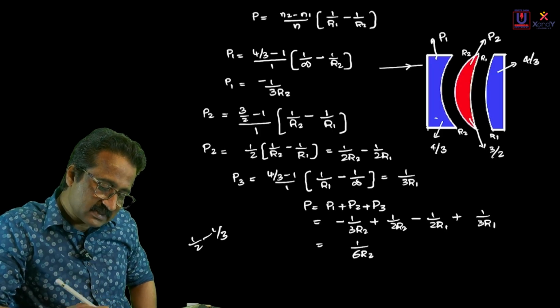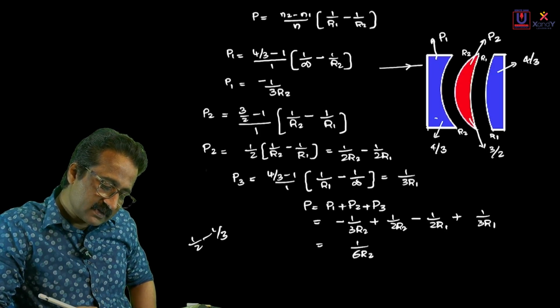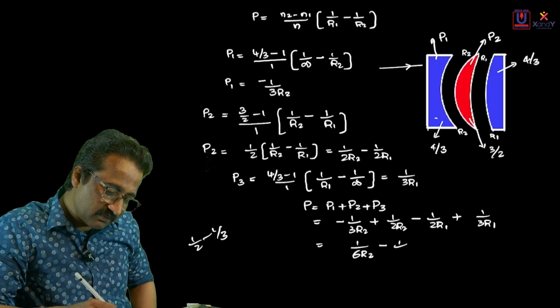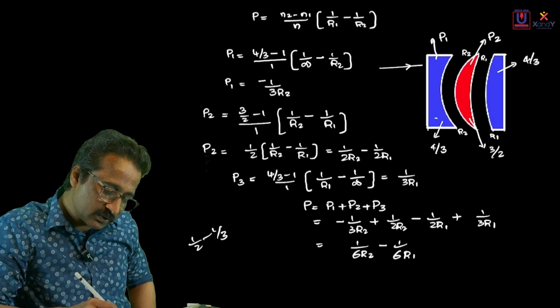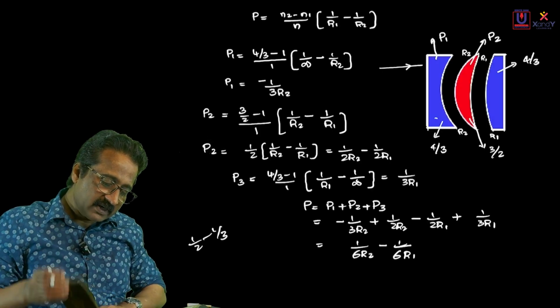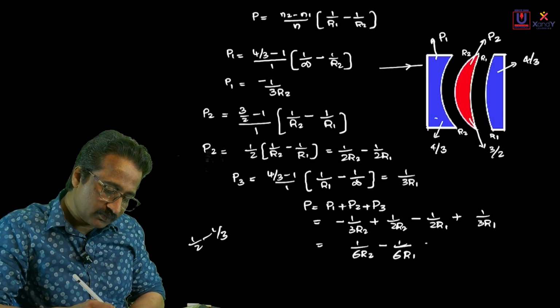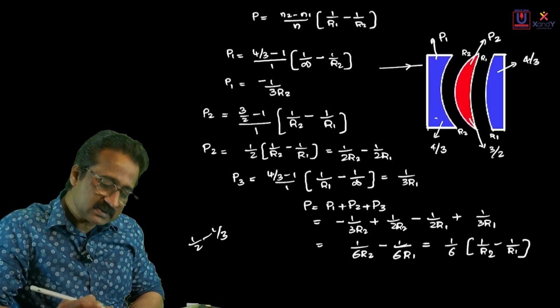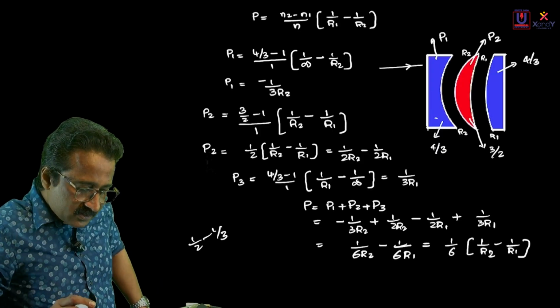Which is plus. Now I have minus 1 by 2 plus 1 by 3, which is going to be minus. It is minus 1 by 6 R1 also. So that is it. Finalizing: this is equal to, finally, 1 by 6 can be taken common, that into 1 by R2 minus 1 by R1. That is my answer. Let us confirm that.